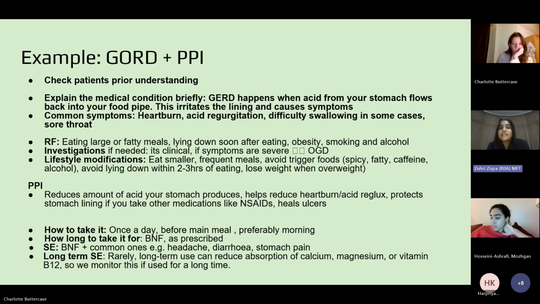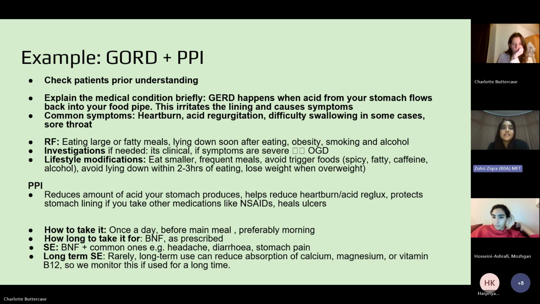You can mention things like acid is flowing from the stomach back into the food pipe, it's irritating it, it's causing these symptoms, and again, link it back to their symptoms that they've mentioned in their history. A bit of acid reflux, heartburn, sometimes a bit of a sore throat. Risk factors would be eating large meals, fatty meals, lying down quickly after eating. Again, just typical risk factors: obesity, smoking, alcohol.